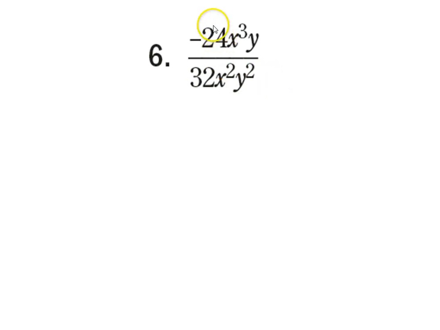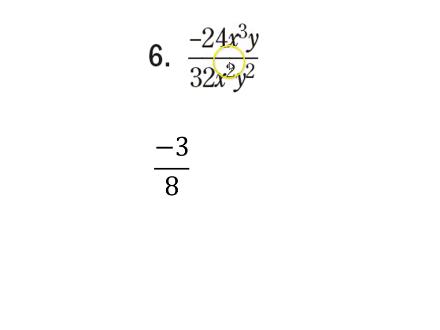First thing I'm going to do is look at this negative 24 over the 32. That's a fraction that can be reduced. 8 goes into both 24 and 32, so negative 24 over 32 can be reduced to negative 3 over 8. So that's where this comes from. And now I'm done with these two coefficients.